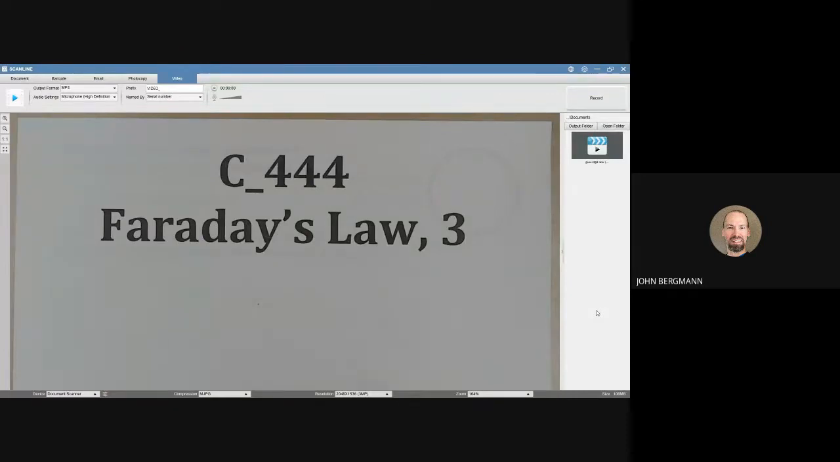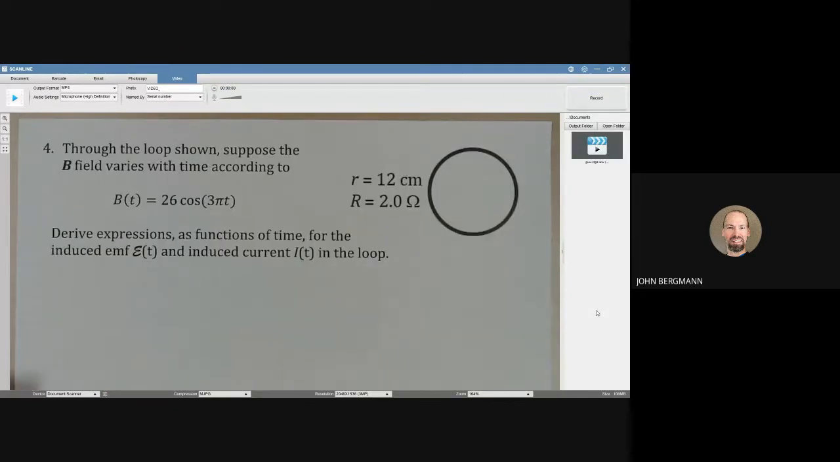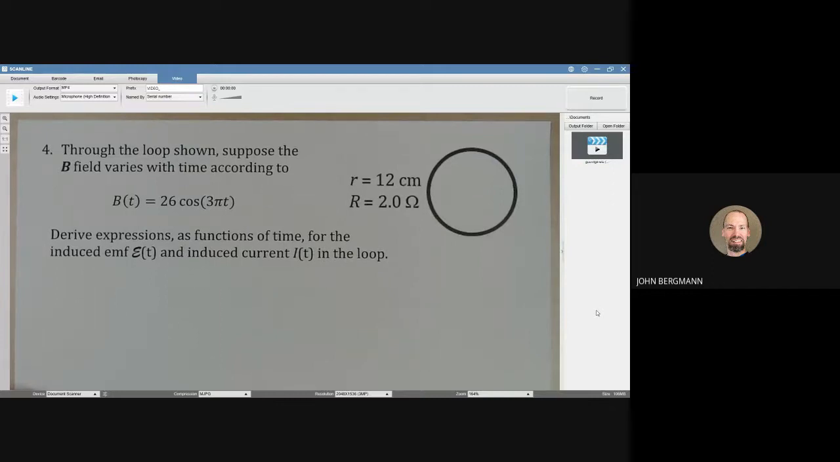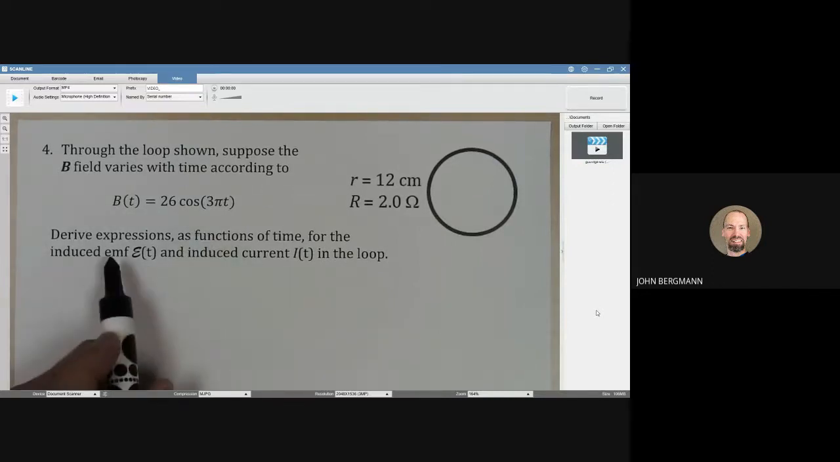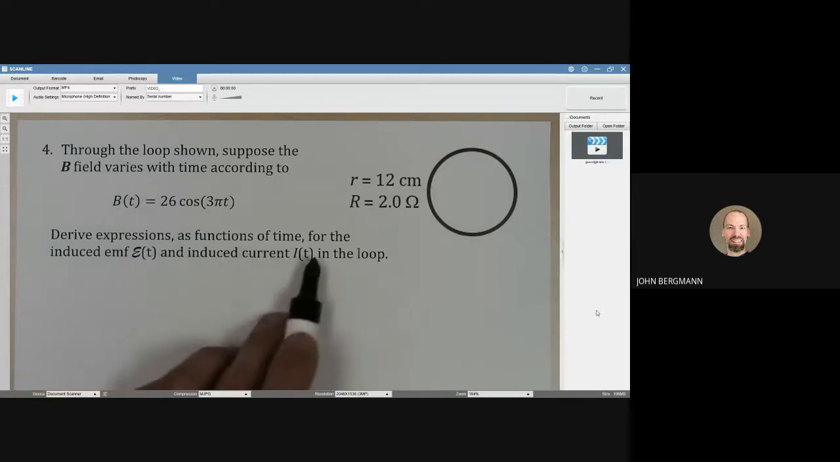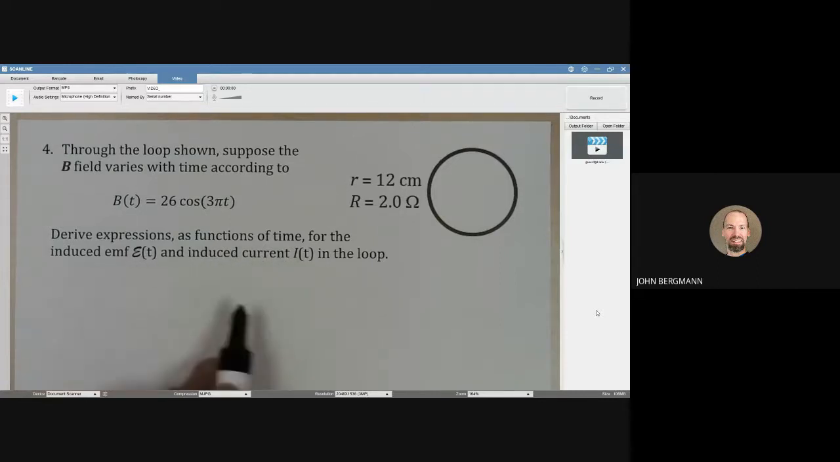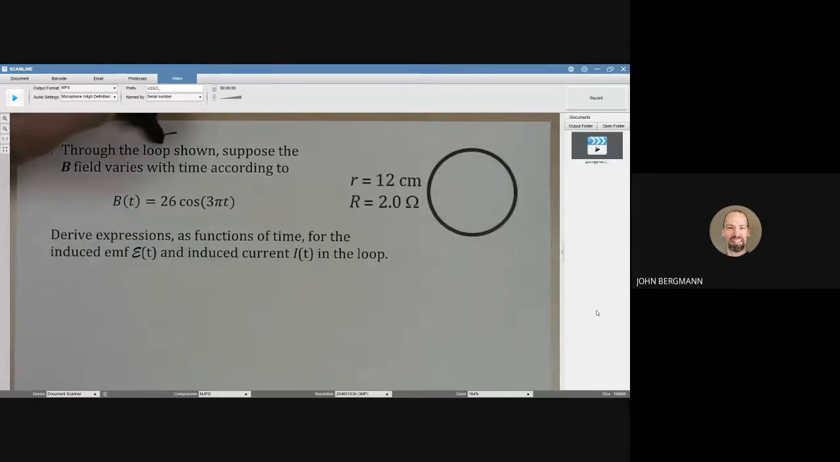Faraday's Law 3. Through the loop shown, suppose the magnetic field varies with time according to this equation. We want to derive expressions as functions of time for the induced EMF and the induced current in this loop. Clearly, this loop must be a metal. We're assuming it's a metal.